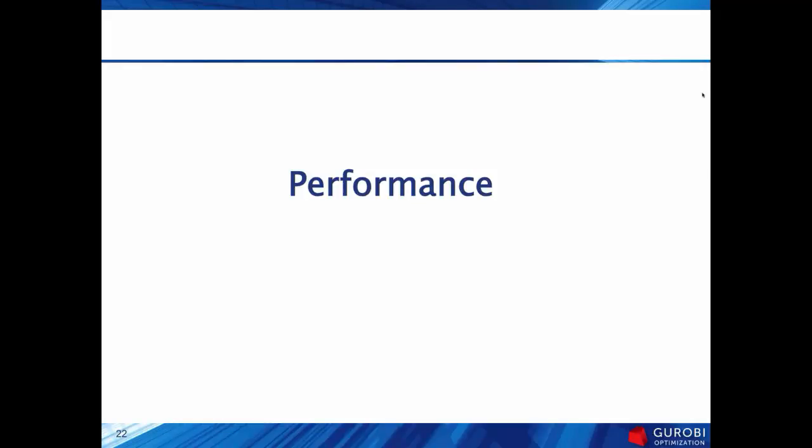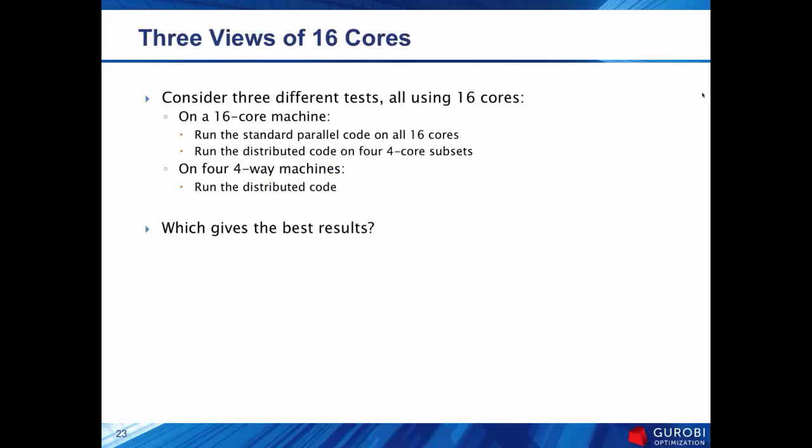So let's talk about performance, because I think that's the thing that we get most excited about. When I talk about that, I'm going to show you some benchmarks so we can compare the performance of traditional parallel MIP, the performance of concurrent, and the performance of distributed MIP. To do that, let's take 3 different views of 16 cores. So we're going to take 3 different tests, all using a single computer with 16 cores.